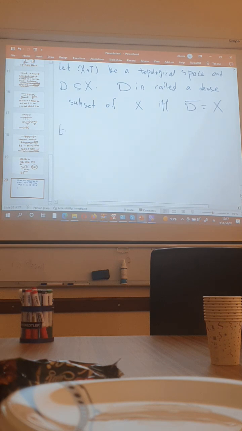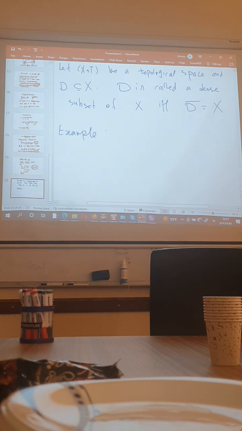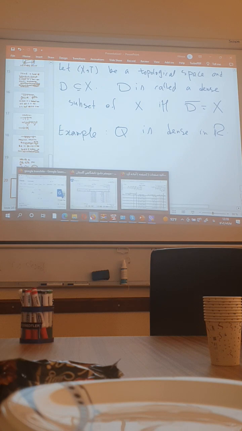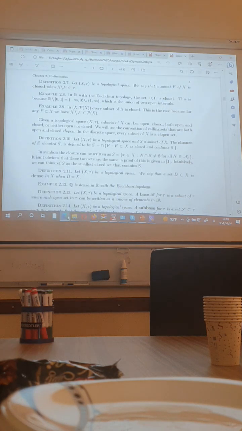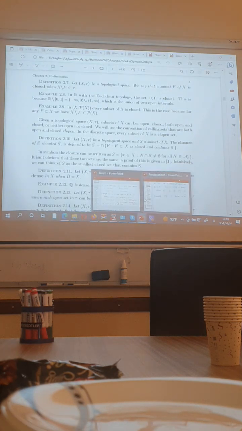Yes, and a very nice example is this. Q is dense in the real numbers, if we consider this with Euclidean topology, okay? With Euclidean topology. And you see that?